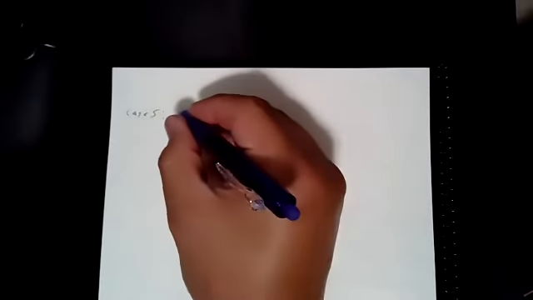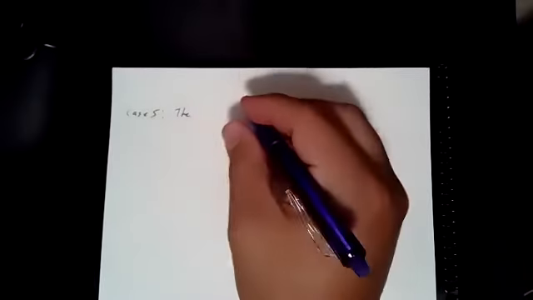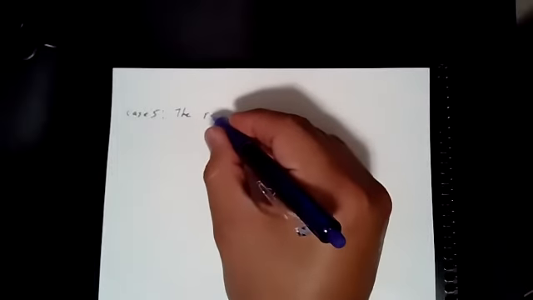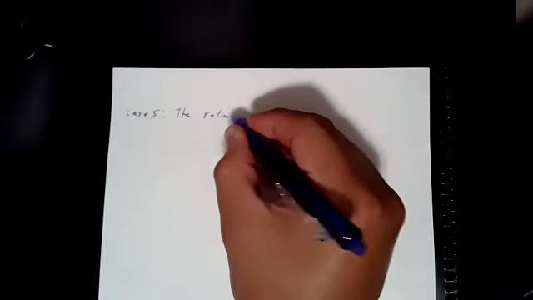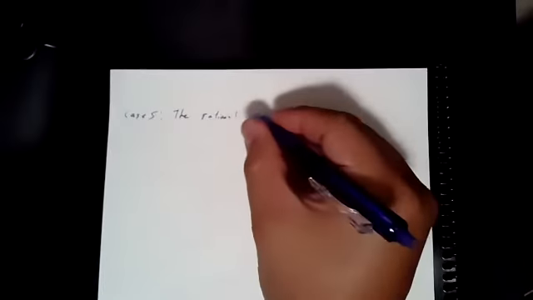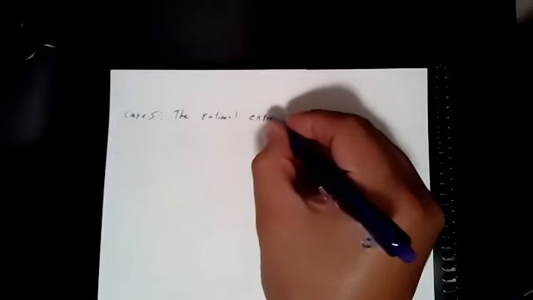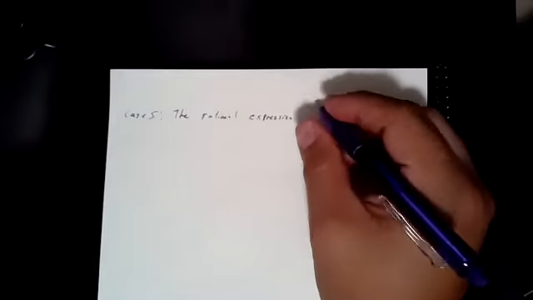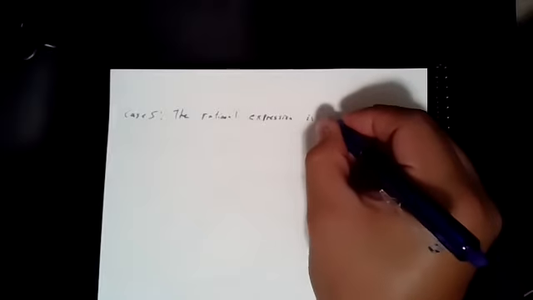All right, case 5 is the annoying one because it requires long division. So the rational expression is an improper fraction.